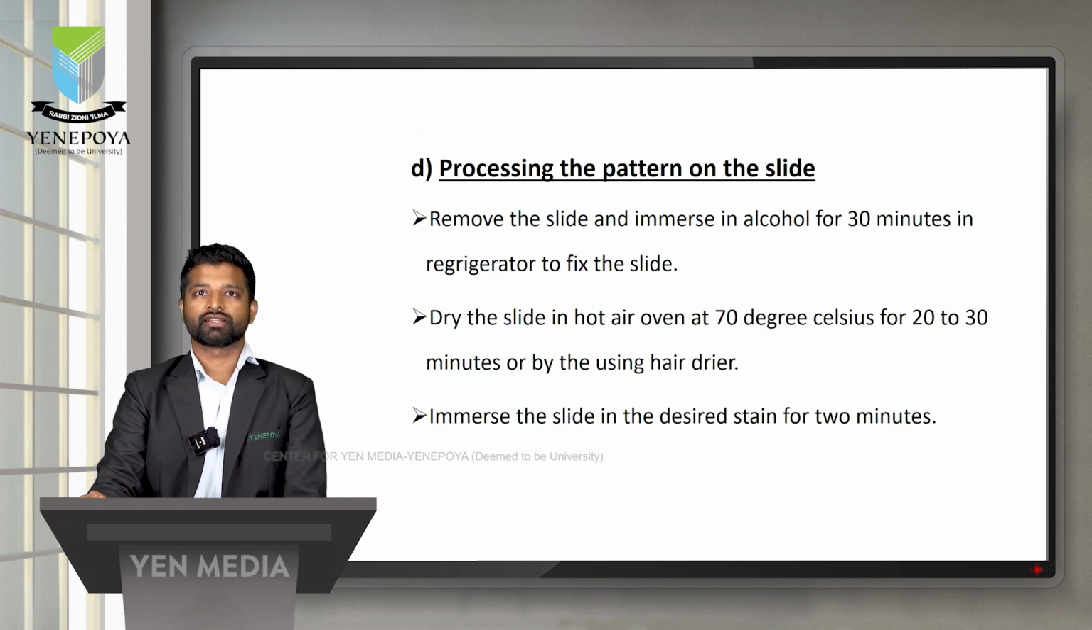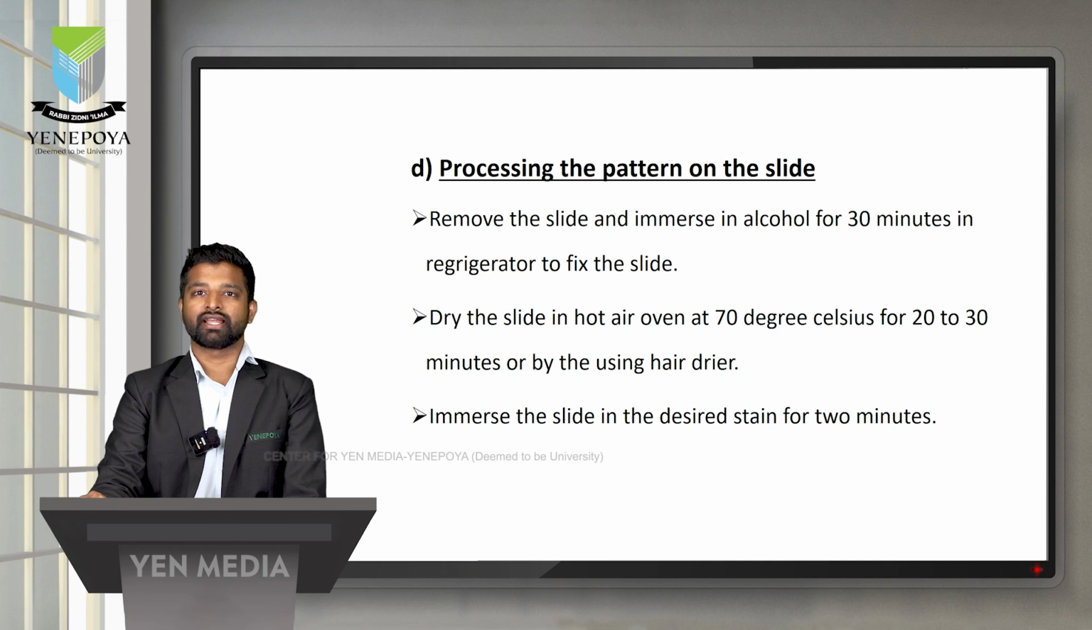Next we will see the processing of the slide pattern. Once the movement is done and we switch off the current, we should remove the slide and immerse it in alcohol for 30 minutes in a refrigerator for fixation of the slide. Later we should keep the slide in a hot air oven or use a hair dryer. We should dry the slide for 20 to 30 minutes so that the agarose dries.